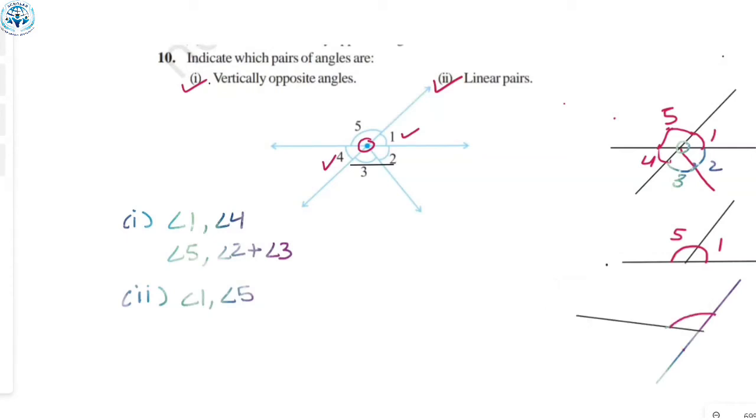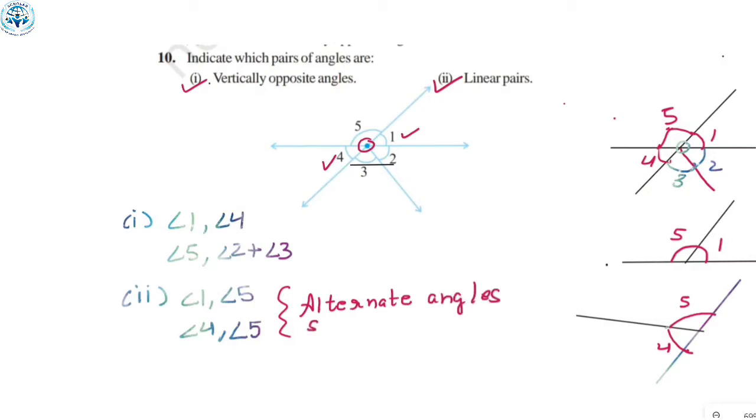Now find out the second one. This is a line, these are two angles, angle 5 and angle 4. This is also a linear pair. Linear pairs are those which are adjacent and supplementary. These both conditions are satisfied in these two pairs of angles.